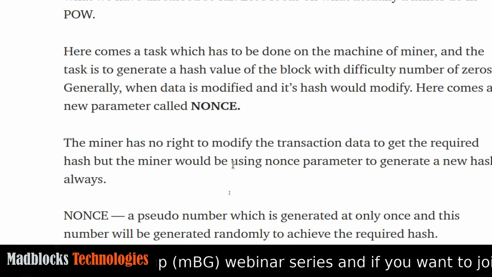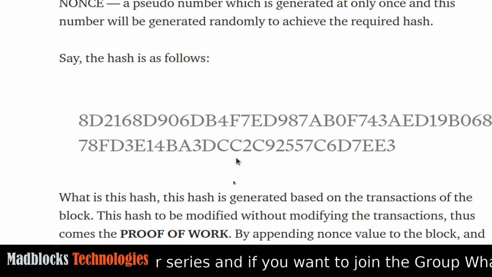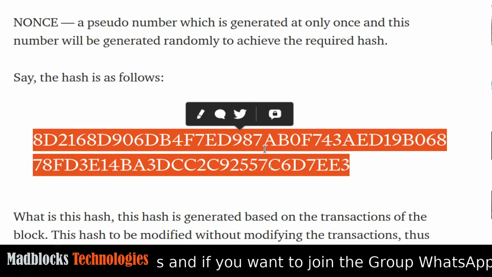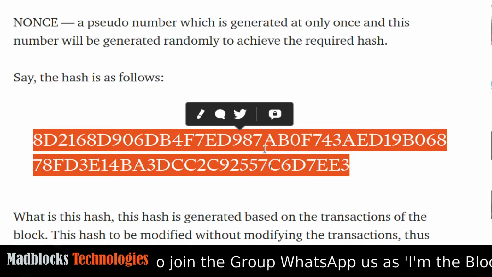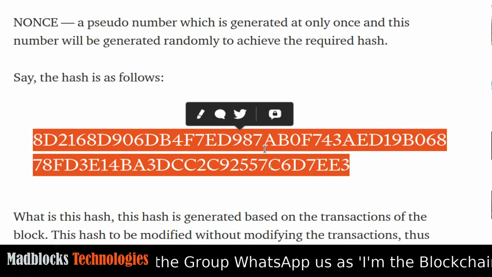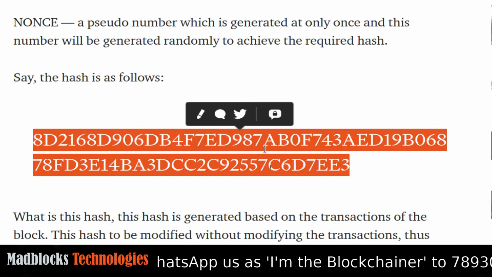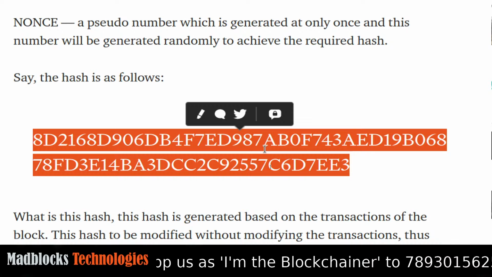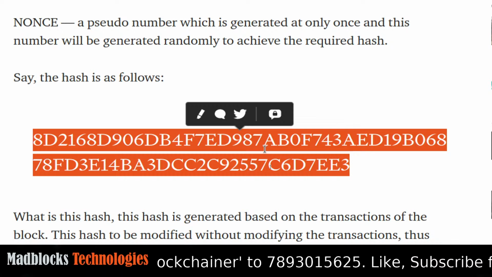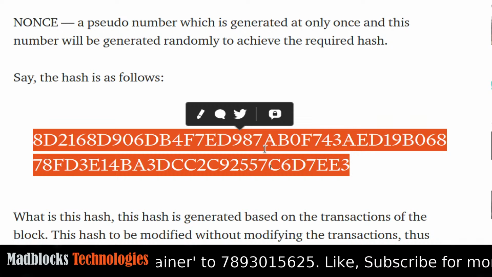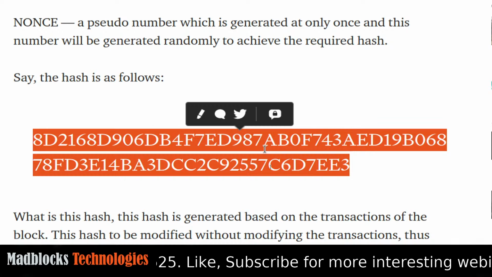What is the required hash? For example, say this is the hash of the block, which is not mined. Hash is generated based on the data available on the block, but the block is not mined. Now the miner has to do some proof of work. What is that proof of work? It is nothing but regenerating the hash in such a way that the hash holds that many number of zeros.